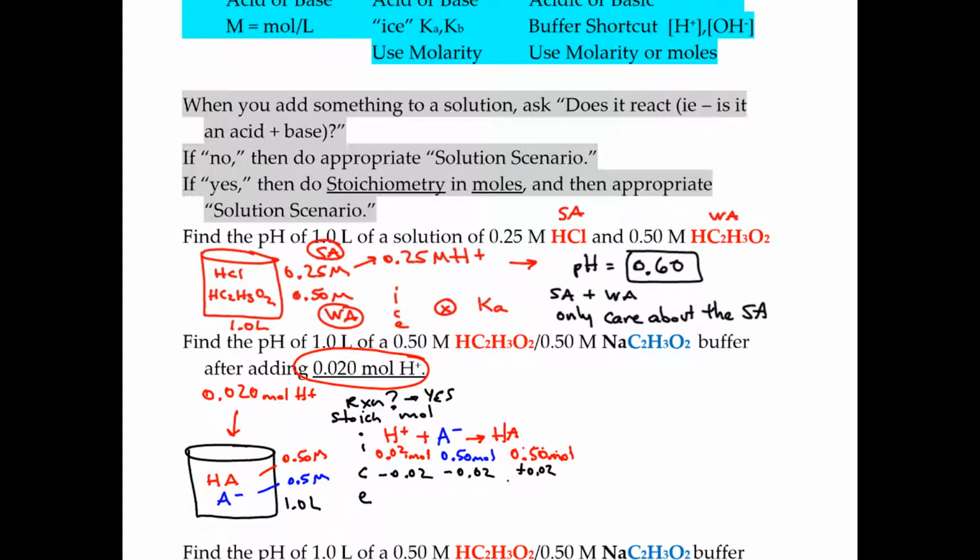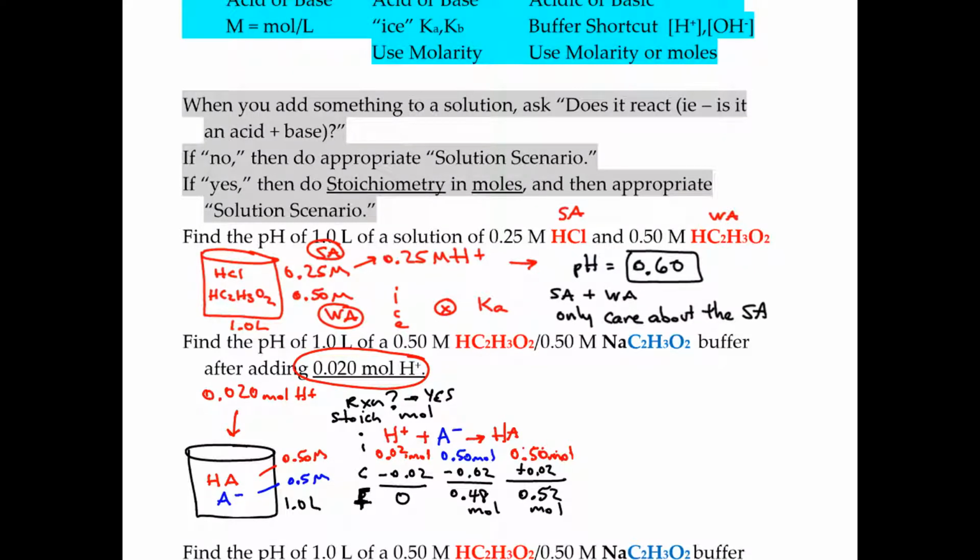Now this is not ice. This is a limiting reagent, and so I should have written a final here. Sorry about that. All the common mistakes. So this is a 0. This is a 0.48, and this is a 0.52. Okay, again, these are moles. This is how much is left after you've added the H plus.